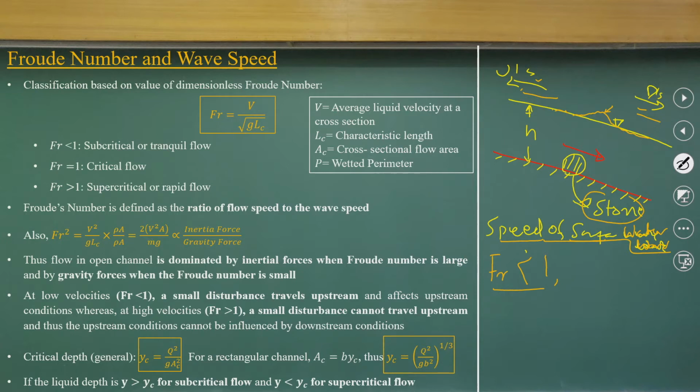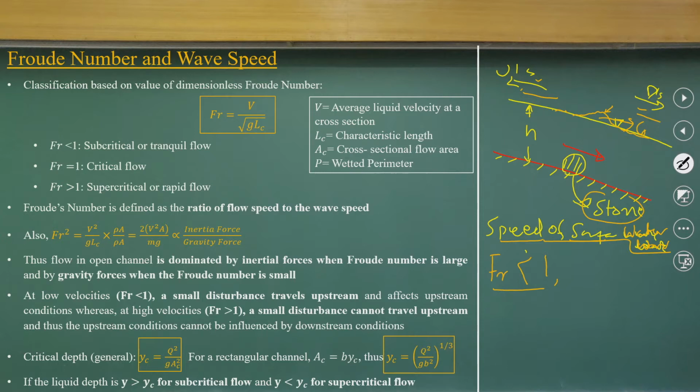When you create the disturbance, then we try to look at how that disturbance is propagated. What is the speed of propagation of this surface wave? Let it be designated as C naught.